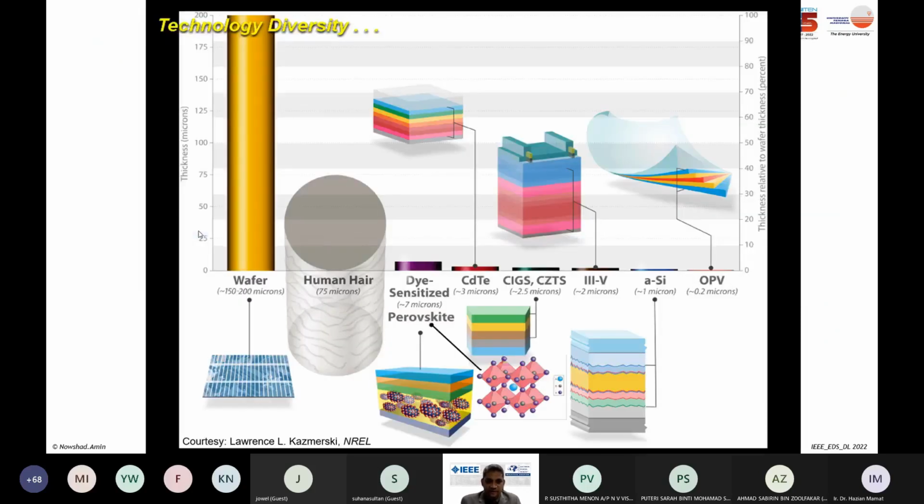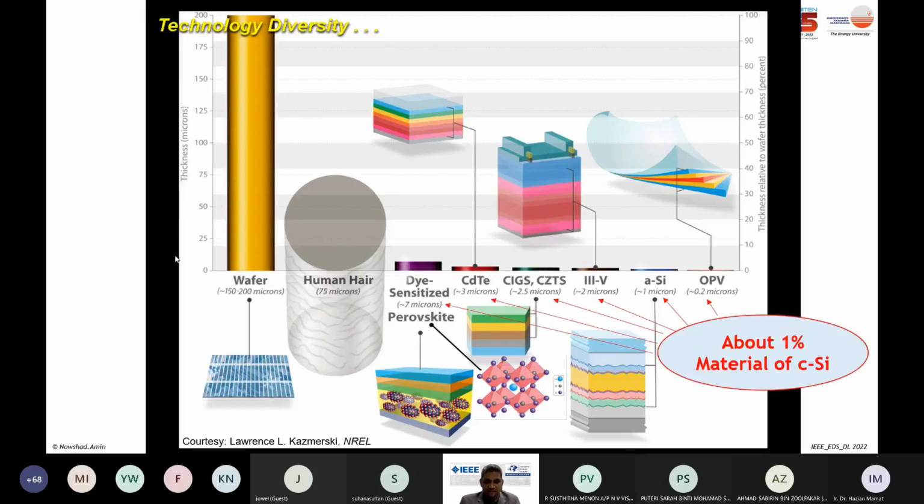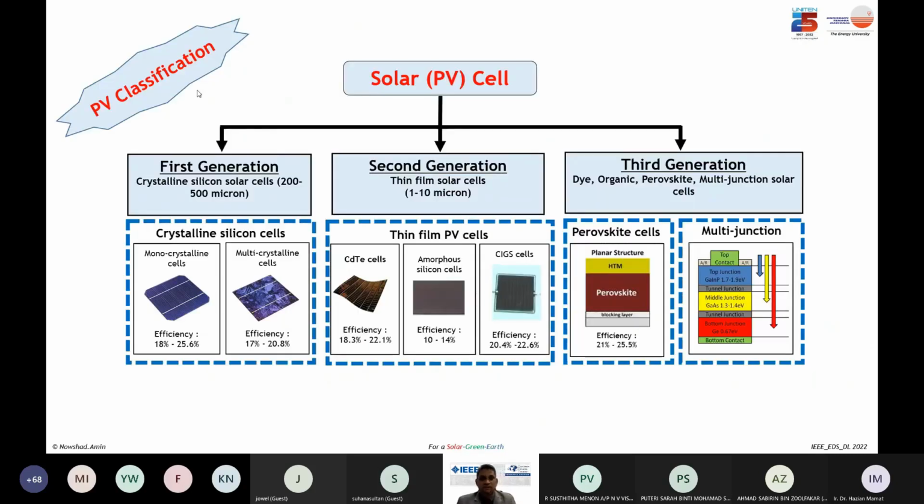I'm just showing it in an infographic once again. This is the wafer thickness, almost roughly 200 micron thick. Here the diameter is roughly 75 micron. So thin films are using roughly 1 to 2 micron, in some cases 7 microns. So roughly it is using 1 over 100th of the thickness of crystalline silicon. So that's why it is quite good.